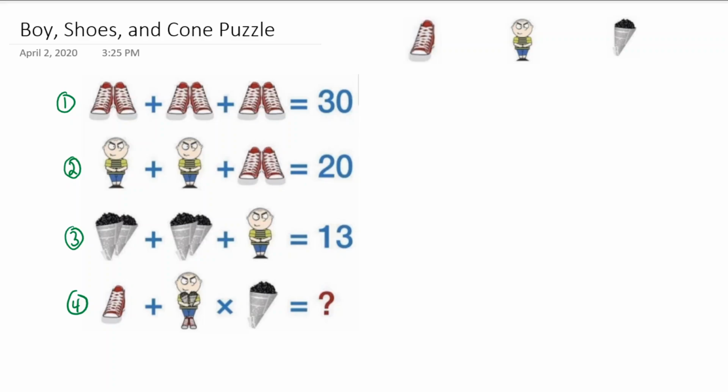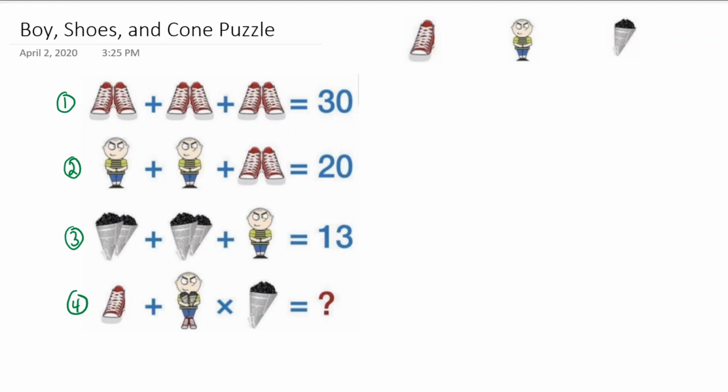Welcome back to the boy, shoe, and cone puzzle. I had made a previous video on this with a simpler explanation, but as a math teacher, I've had a few requests to do this using algebra. So here we go. My first step is to number these equations. As you can see, I labeled them 1, 2, 3, and 4.